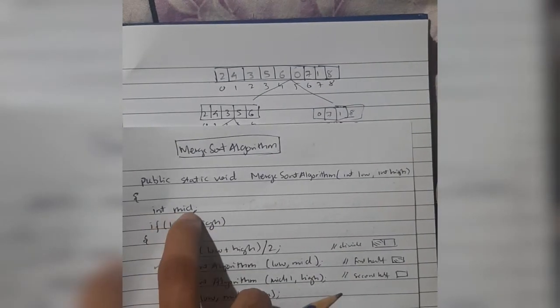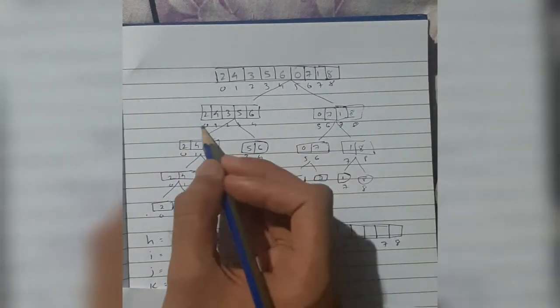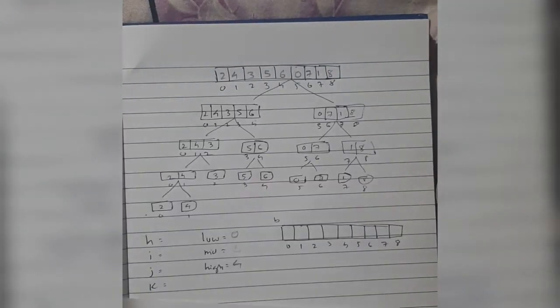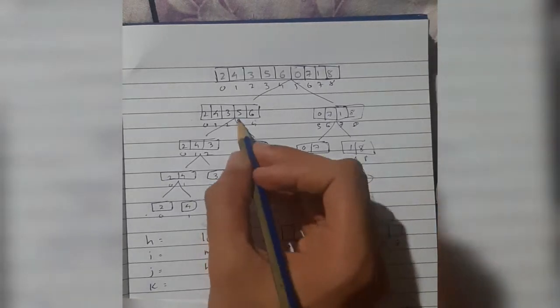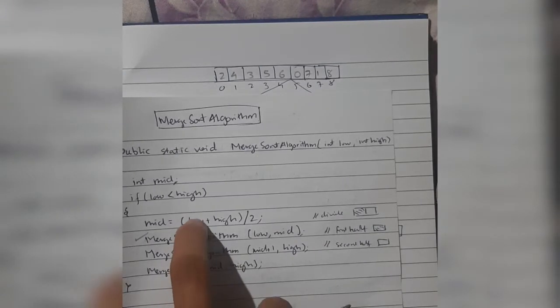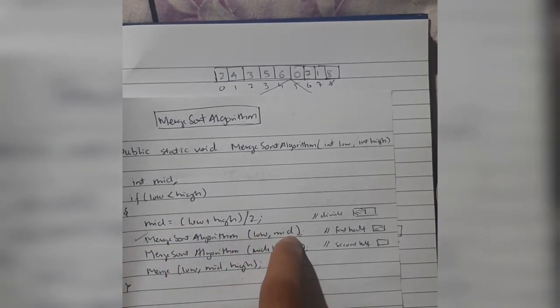In this array, the same thing will happen. If int mid will be created, if low is less than high, 0 is less than 4. For this array, 0 is less than 4. Mid is low plus high by 2, which is 4 by 2. Then mid will be 2. For this array, the mid element is 2. Okay, then after this line of code, we will reach here. In this line of code, we will pass low and mid to the next element.